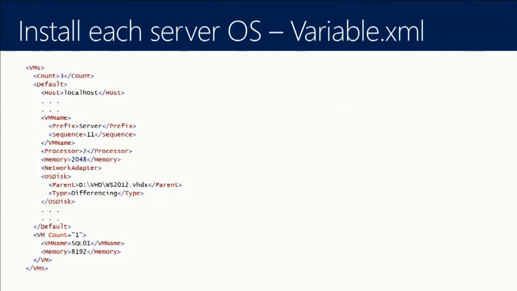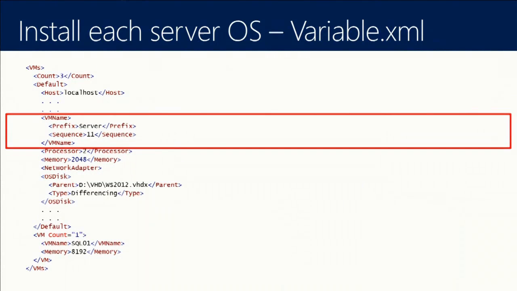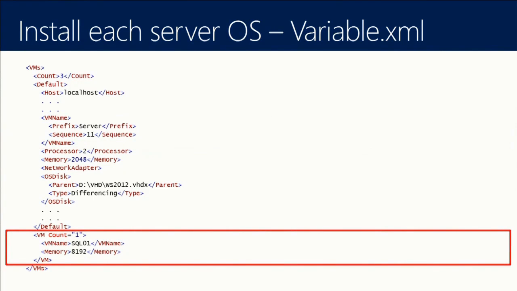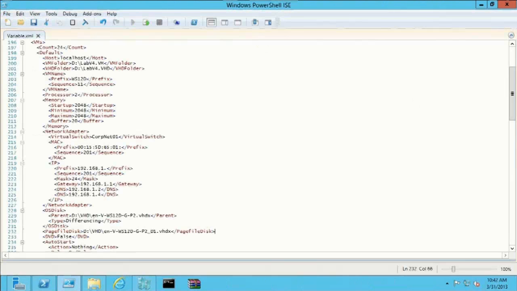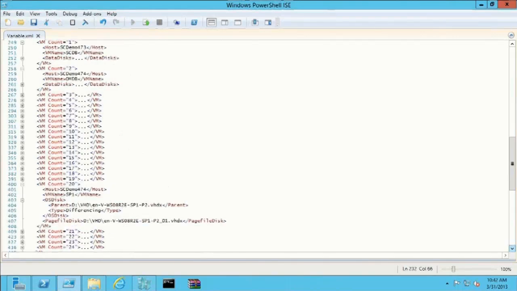This is a snippet of the variable XML that does that, and this is just saying I'm going to install 3 servers. They're going to end up being called server 11, 12, 13, except I've got an override on one of them. So my database server, I want it to have a specific name and more memory. So from this, I'll end up with 3 servers, one called SQL 01, one called server 11, one called server 12. And I don't have a live demo for this, but I do have some screenshots. This is AD that currently has no servers in it. That's just the XML file.